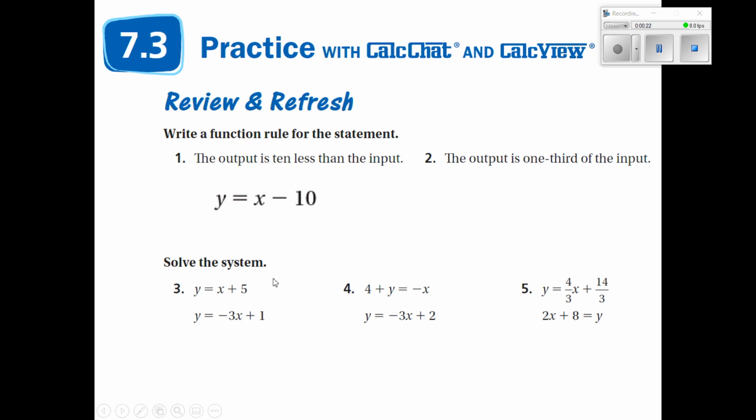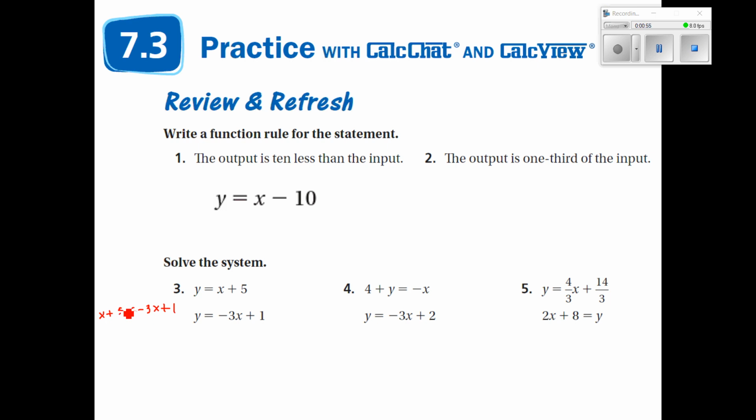Then it says solve the system. I have to put these equal to each other. Luckily, they made that pretty easy for me. This tells me that if y equals x plus 5 and y equals negative 3x plus 1, I could put them equal to each other. I'll do the work over here and say that x plus 5 is equal to negative 3x plus 1.